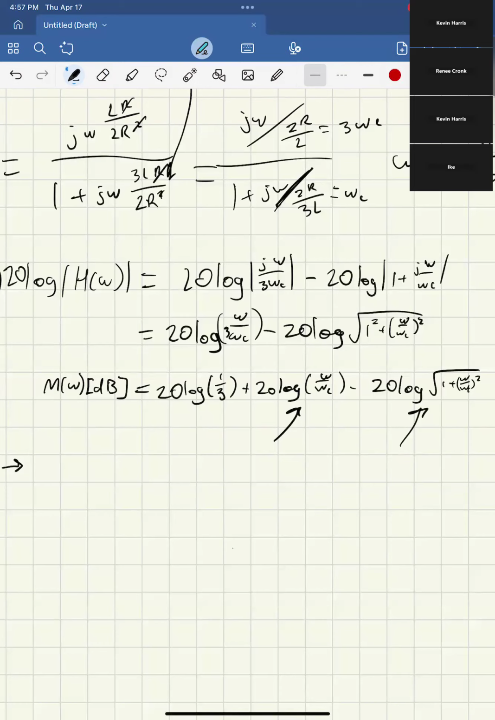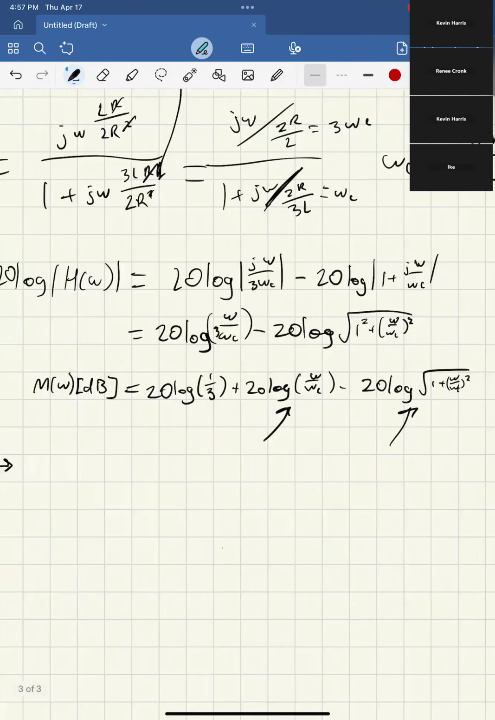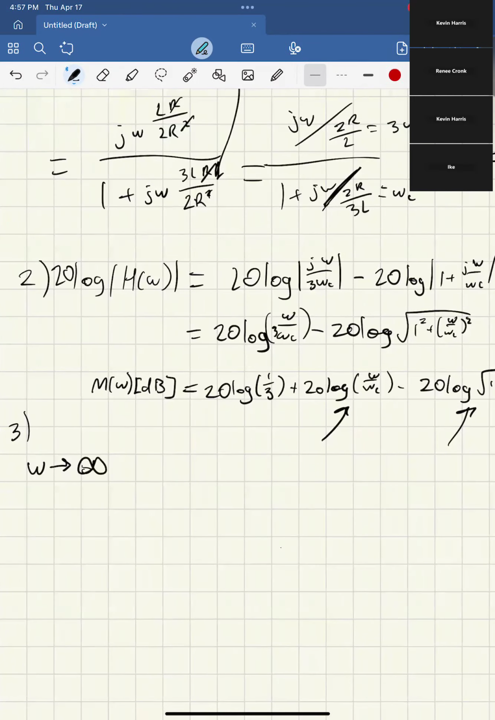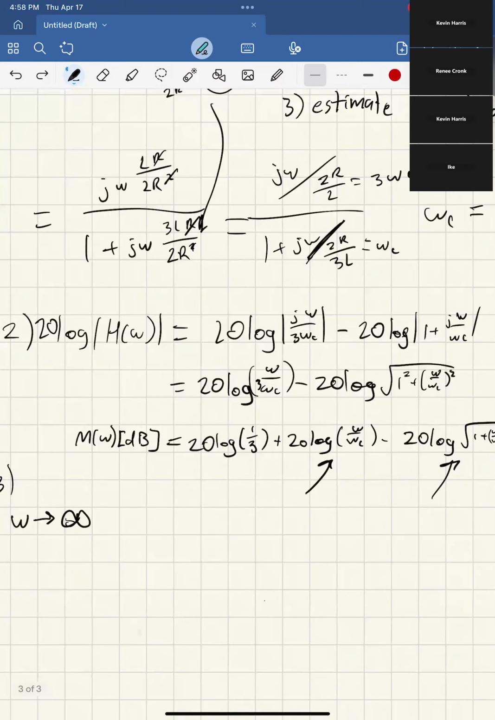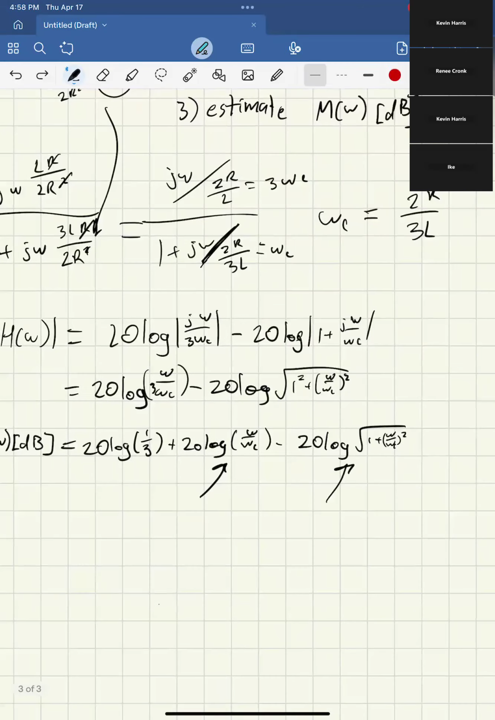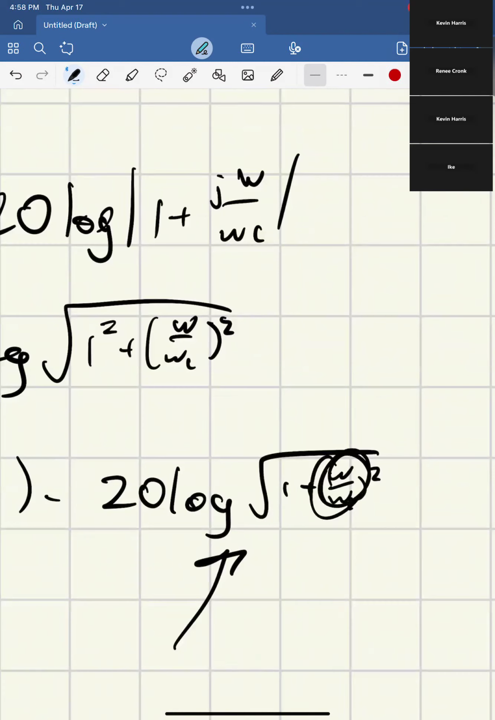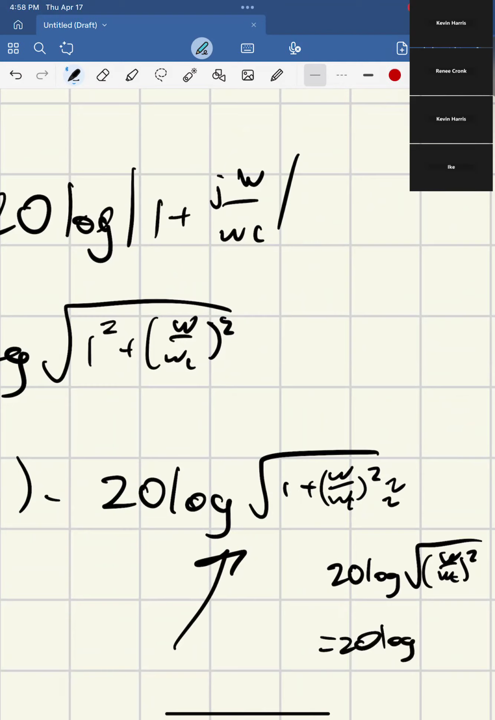So what we have here, right? Actually, the important part as it goes to infinity is that this one stops mattering, because we have this here. If omega gets really big, then this term will overpower this term, and this will basically equal 20 log of the square root of omega over omega c squared, which is just 20 times the log of omega over omega c.